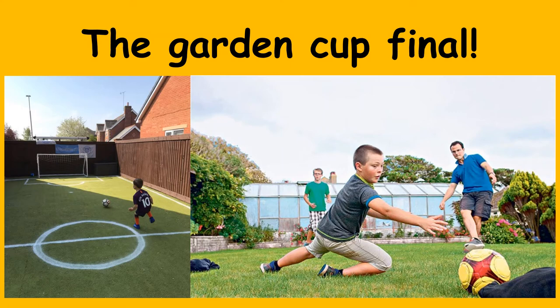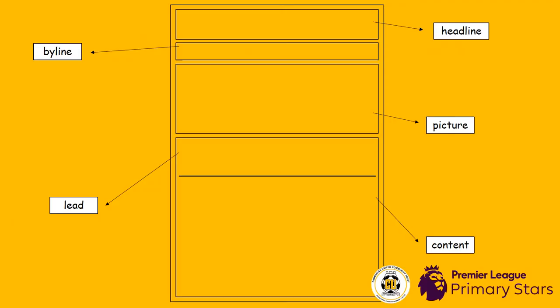Another option, if you can't do any of those things, is I will put up a video of another Cambridge United match after this, so you can watch that and put it together as a structure if you need to. And then once you've played or created or watched your Garden Cup final, or whatever match it is, I would like you to put together a match report structure based on that game. So include your headline, your byline, can you draw a picture or print and stick a picture on, put your lead in and start to put your content together.